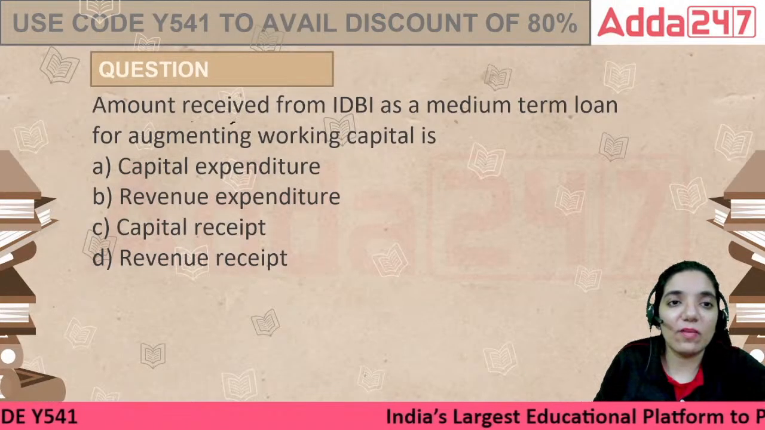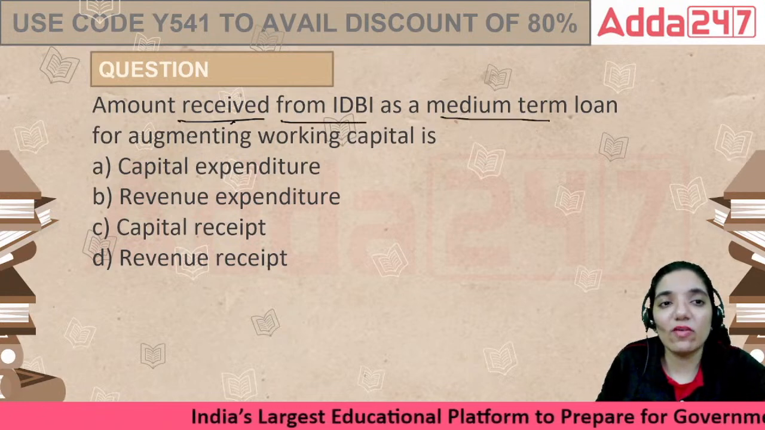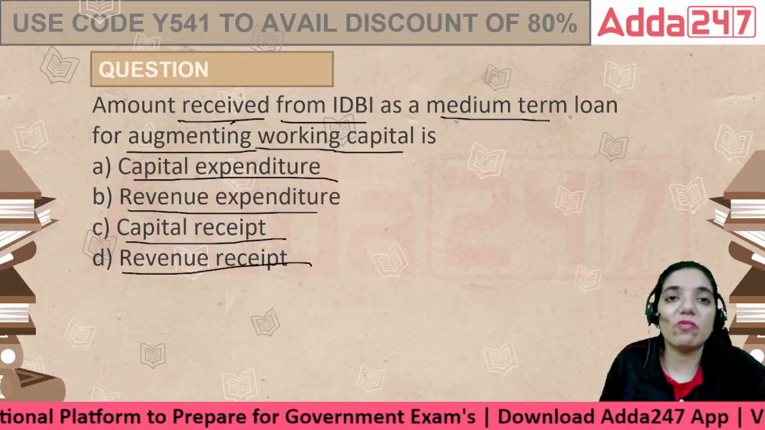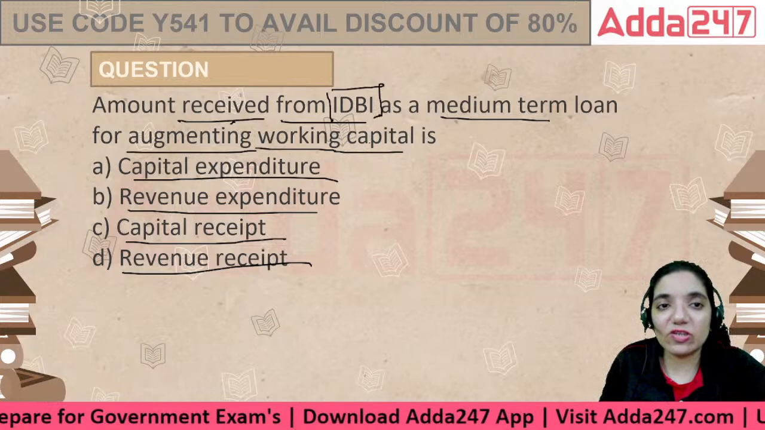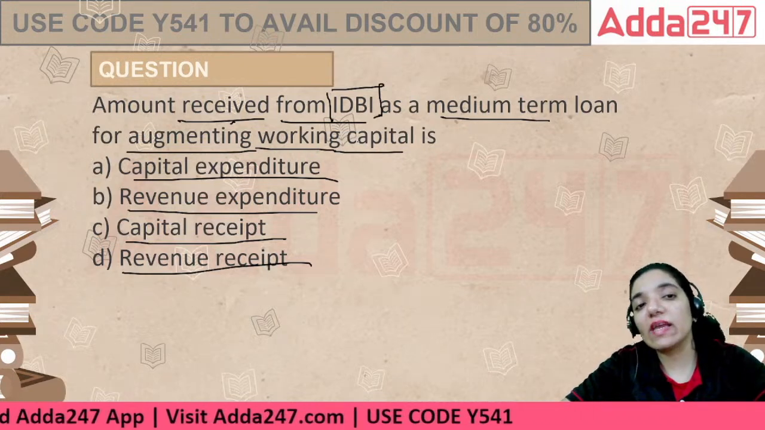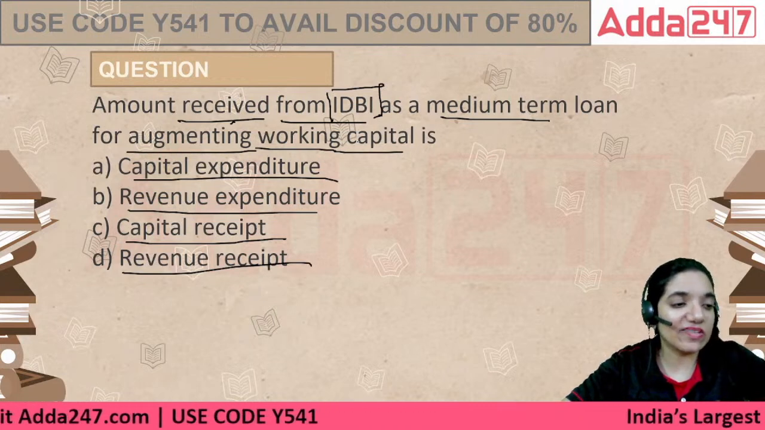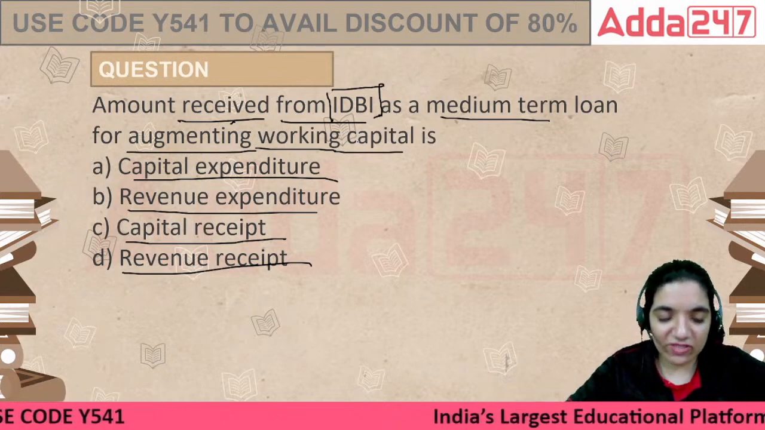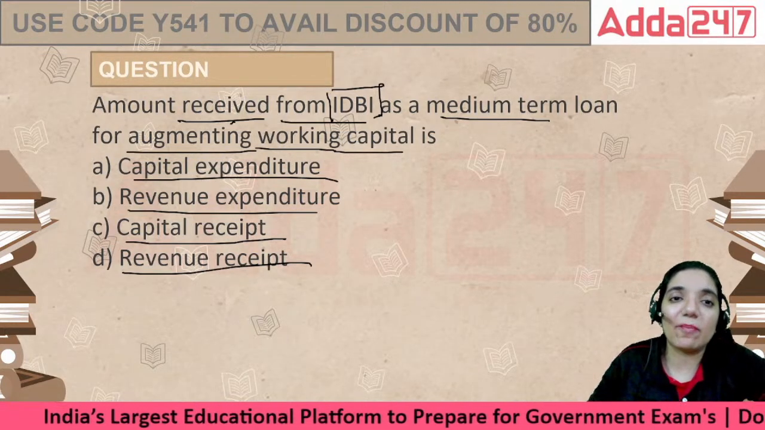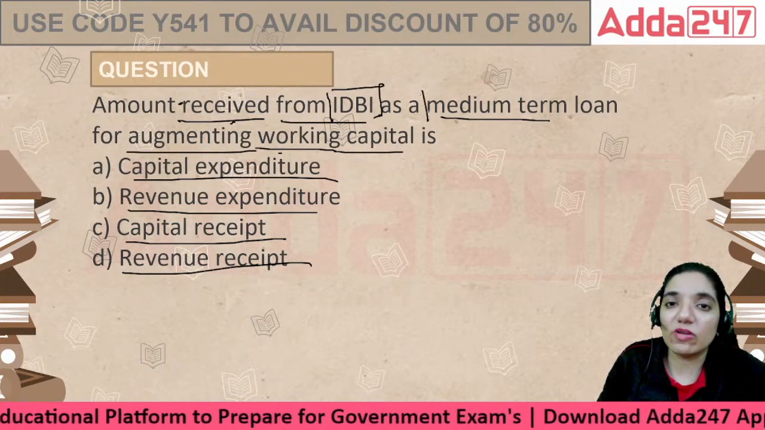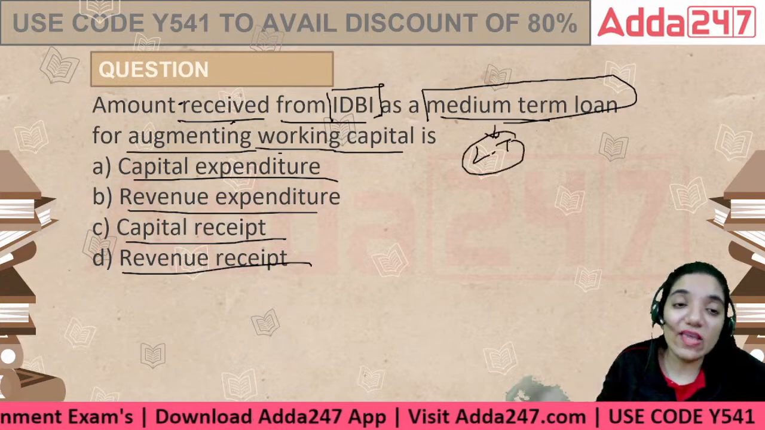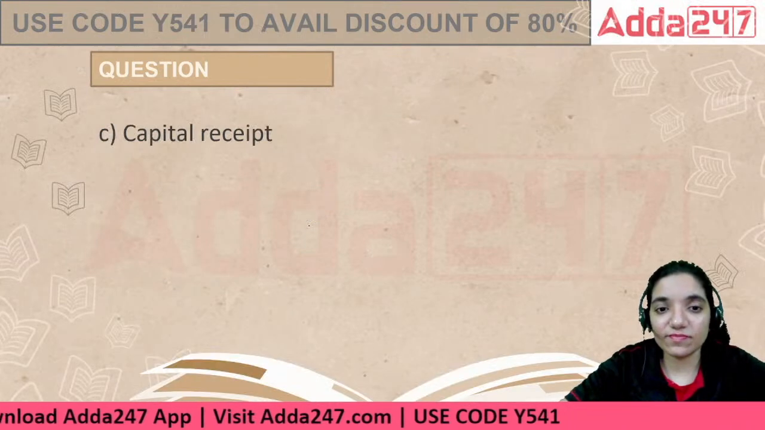Now comes the next question. The amount received from IDBI as a medium term loan for augmenting working capital is a capital expenditure, revenue expenditure, capital receipt, or revenue receipt? Sometimes we need a short term loan to cater to our long term purposes as well. In financing, we sometimes call it bridge financing: to get a major loan we sometimes take a minor loan as well. Here we are taking a medium term loan, which we cannot call a short term loan. It's a long term liability being generated. We are receiving money, which means it's a capital receipt, right?